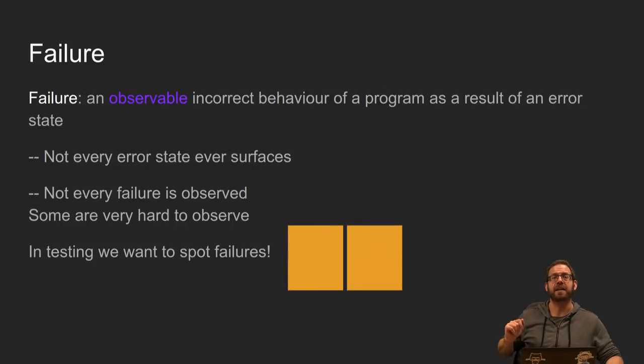And it's also the case that it's quite hard to observe the difference between these two colors. This is an example of that not every failure is actually observed, even if we could observe it. So we, as testers, want to be able to observe failures, because then we can report that there is a bug somewhere in the program, and we can backtrace and debug and remove the bug, and then we get a better product in the end, right?